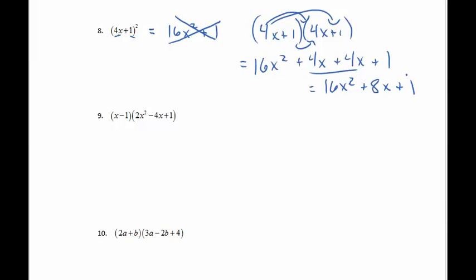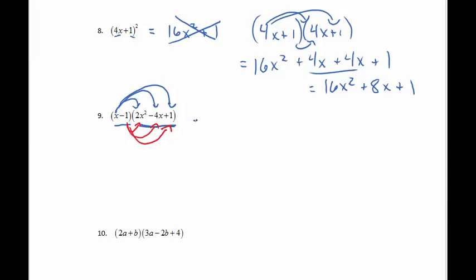Okay, now 9 and 10, the first ones, we have a binomial times a trinomial. So this is like FOIL, but there's not a nice acronym for it. You're going to have to take this x and multiply it by all three terms. And then you're going to have to take the -1 and multiply it by all three terms. That gives you 6 terms. Okay, and then you're going to combine like terms.